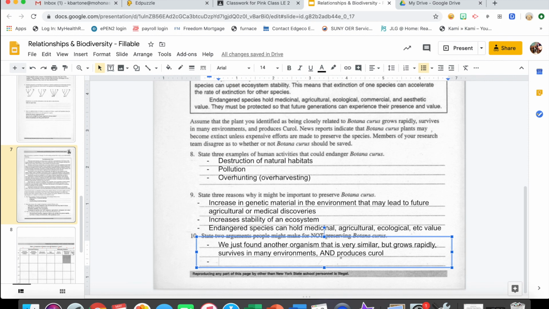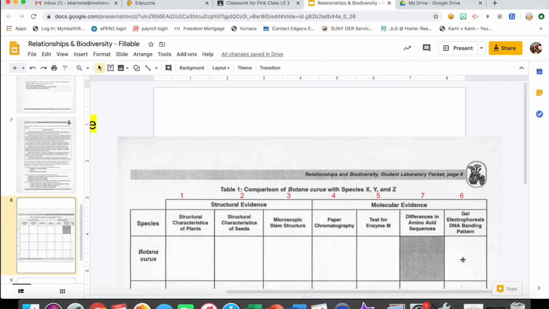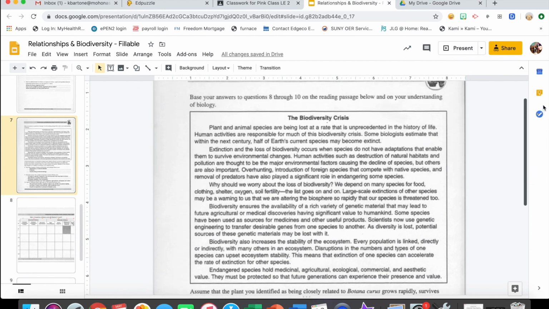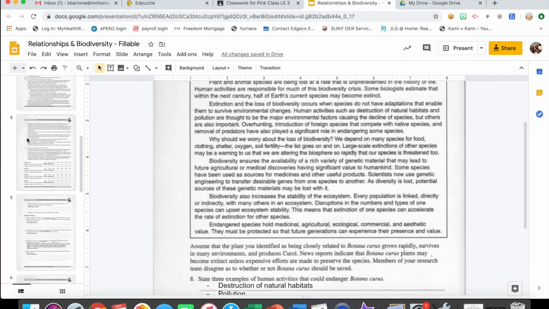Another argument you might make, which is kind of similar along the same lines, is it could be expensive to save Botanicurus. And it could be a waste of money if you already have another organism to preserve Botanicurus. So if you don't have a lot of money, then maybe it doesn't make sense to spend a lot of money saving Botanicurus when you already have species Z that will kind of do the same things for a lot cheaper. Okay, so at this point you should have all of this lab all filled in.